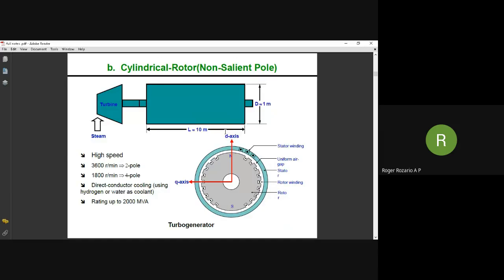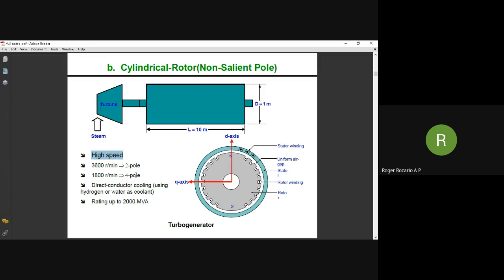Coming to the cylindrical rotors, they are just the opposite of the salient pole rotors. Diameter in the salient pole rotor was 10 meters. Here the diameter is 1 meter, which means it has a small diameter and a large axial length. Look at the axial length, it is 10 meters. Just the opposite. Salient pole alternators were low speed alternators. Cylindrical alternators are high speed alternators.